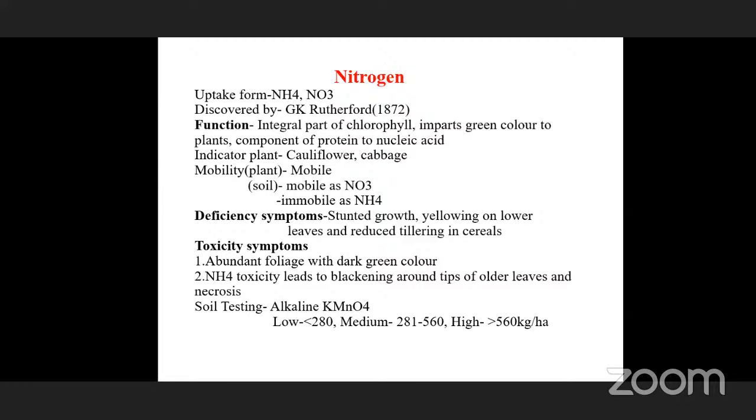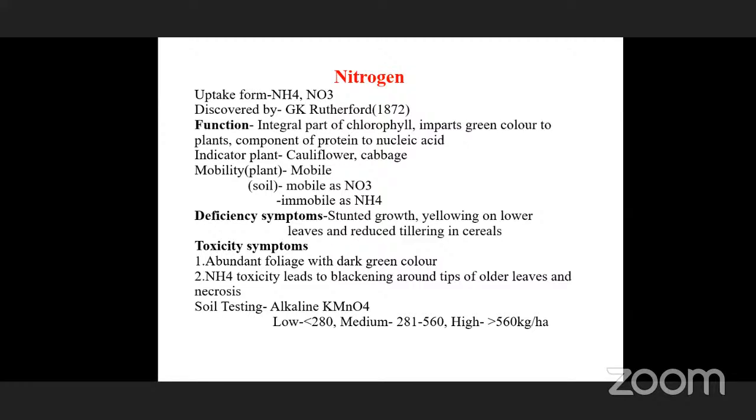Deficiency symptoms: as it is highly mobile in plants, the deficiency symptoms show on lower leaves, with stunted growth and reduced yellows in cereals. Toxic symptoms: it produces abundant foliage with dark green color, and ammonia toxicity leads to blackening around the tips of older leaves. The tips turn completely black, and necrosis, meaning death of the particular tissue, happens in ammonia toxicity.